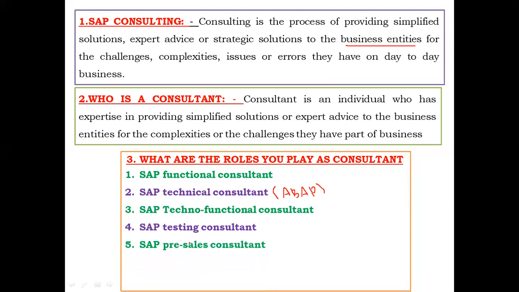Next, SAP pre-sales consultant. Of course, we built everything, prepared everything, but marketing is required. So go for the pre-sales consultant.